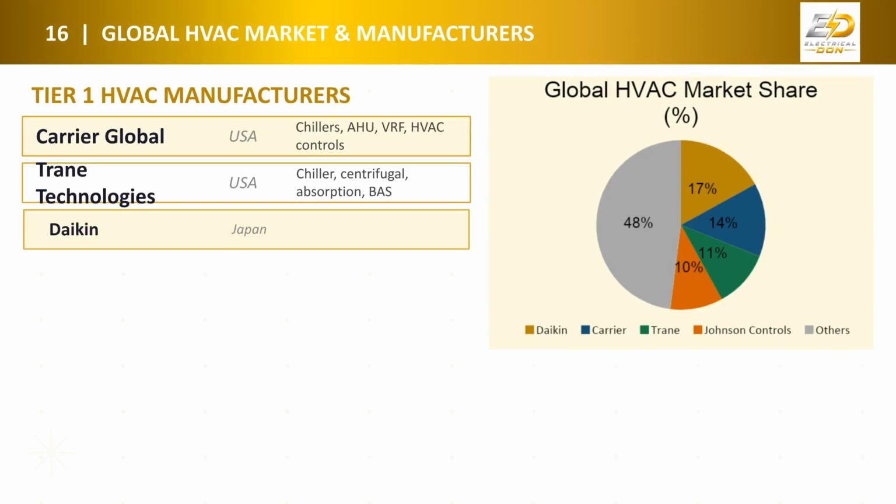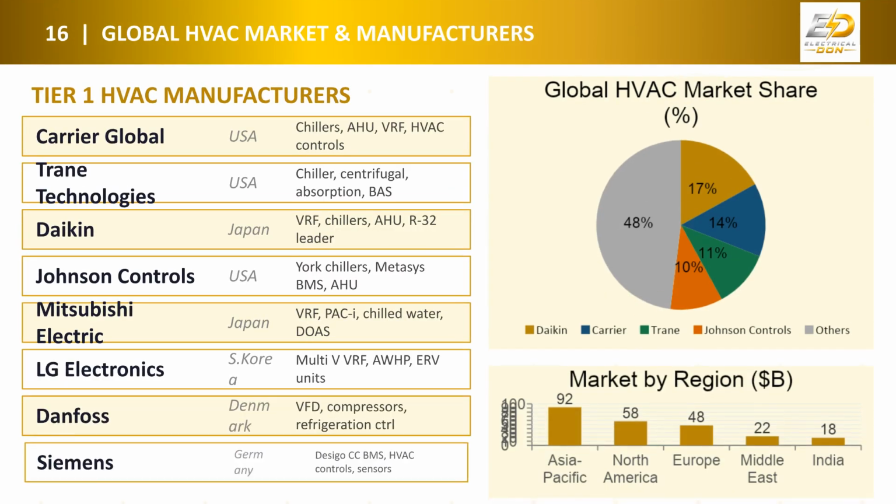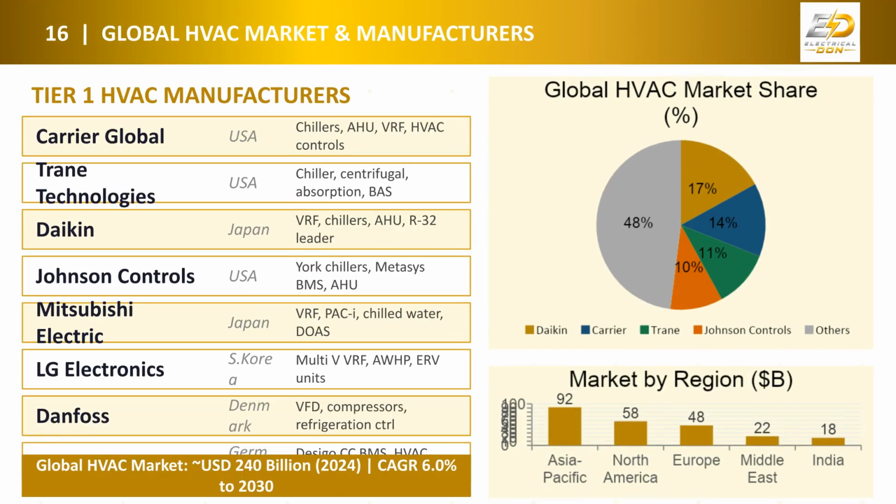Key HVAC market drivers include the global market being around $240 billion in 2024, with a 6% growth rate to 2030. Top manufacturers like Carrier, Trane, and Daikin offer a range of products, with a market share chart illustrating their dominance. Asia-Pacific leads the market by region in terms of value.